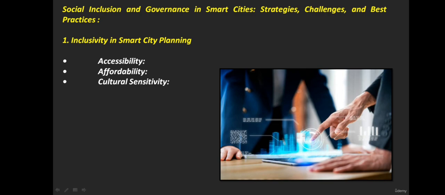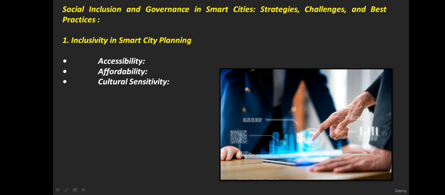Smart cities are more than just technological marvels. They represent a vision of urban development that promotes inclusivity, sustainability and efficiency. At the heart of this vision lies the concept of social inclusion and governance, which seeks to ensure that the benefits of smart city initiatives are accessible to all types of citizens, regardless of their socio-economic background.